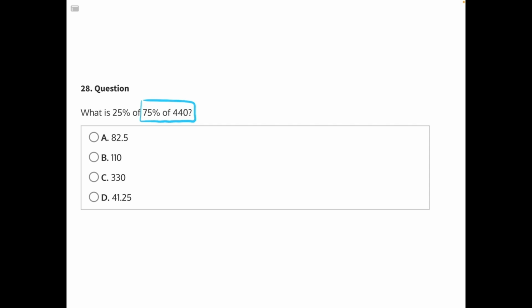There's two different ways you could go about this. You could change the 75% into its decimal form, 0.75, or you could change it into its fraction form, 75 out of 100. Or what's the easiest and fastest way to do this problem is to change it into its most simplified form, 3/4, right? Because 75 cents is 3/4 out of $1. And then you can multiply 3/4 times 440.